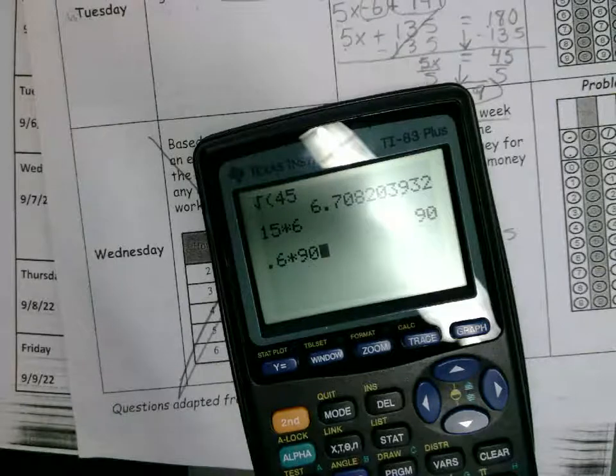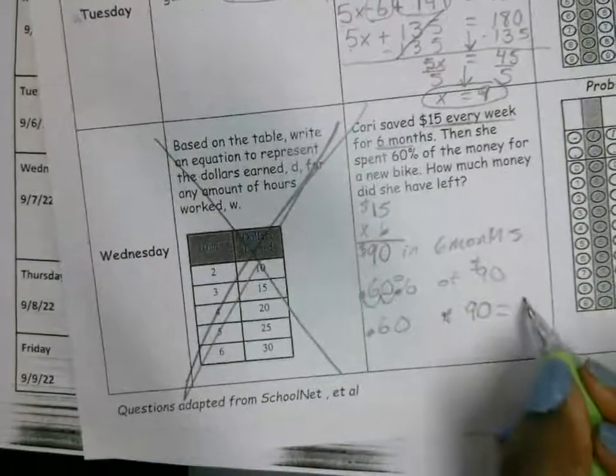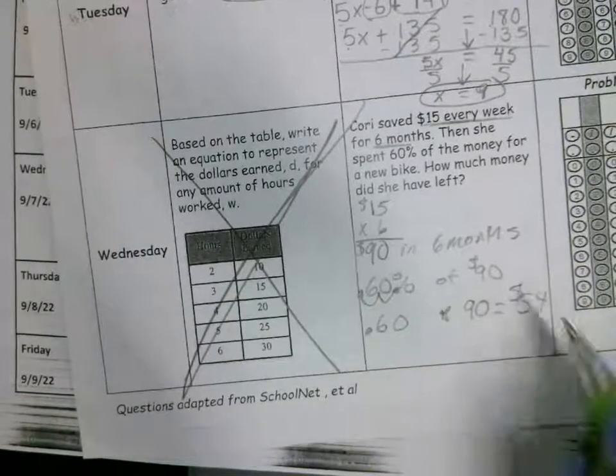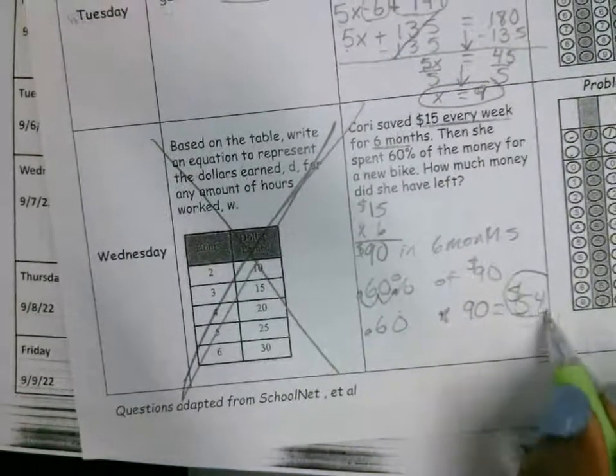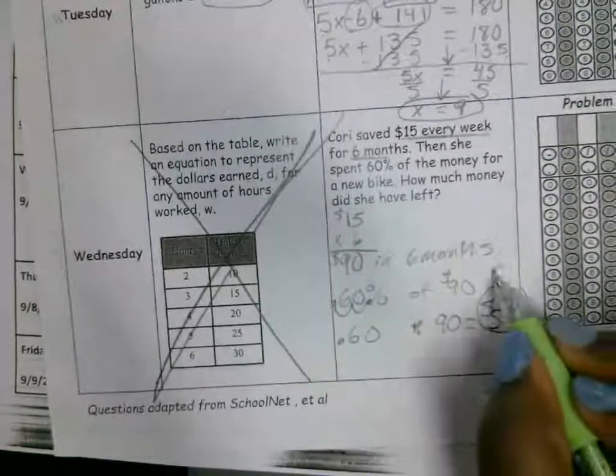Come on, Angel. Type it in, y'all. Type it in, Andre. Very good, sweetie. Very good. Press enter. What does that give us? $54. So 60% of 90 is $54. Okay, that's how much was spent.